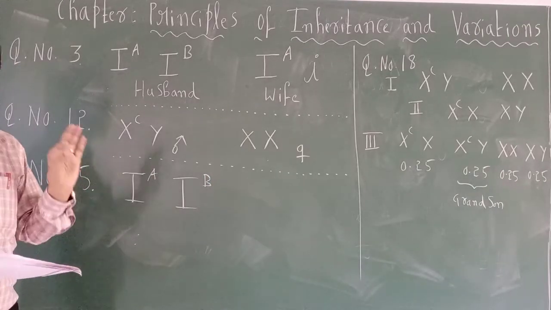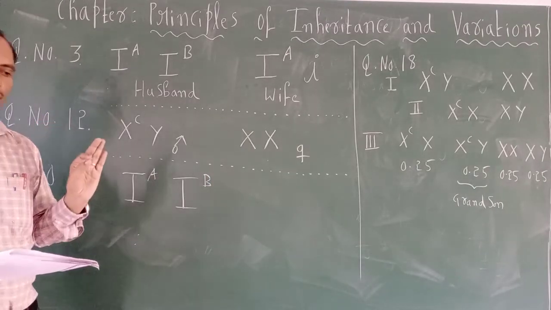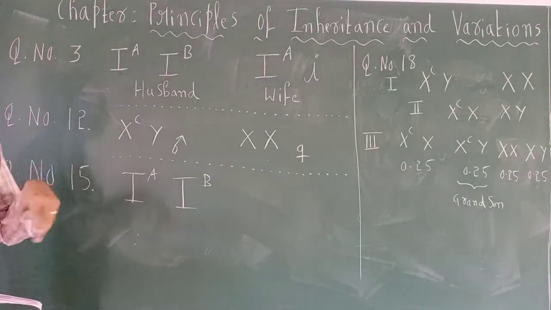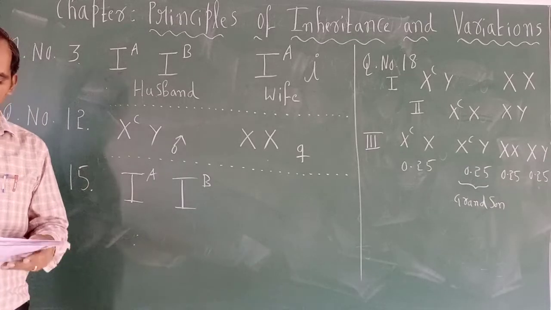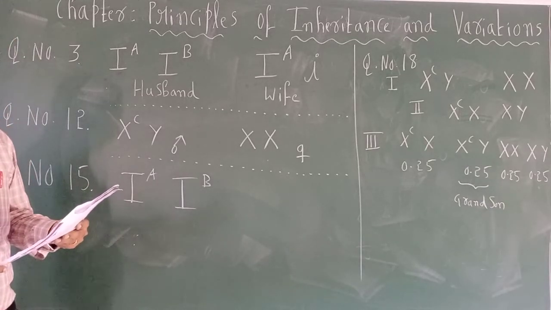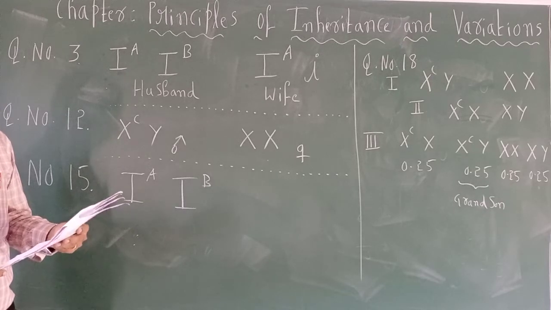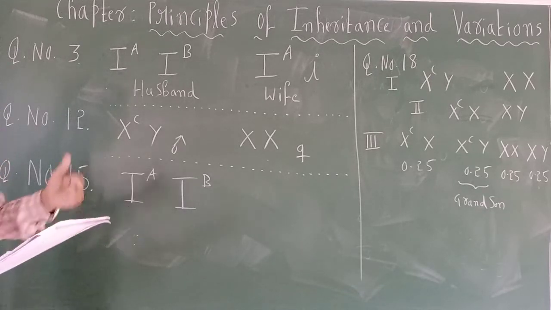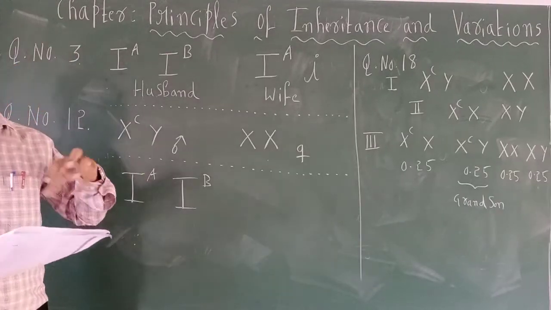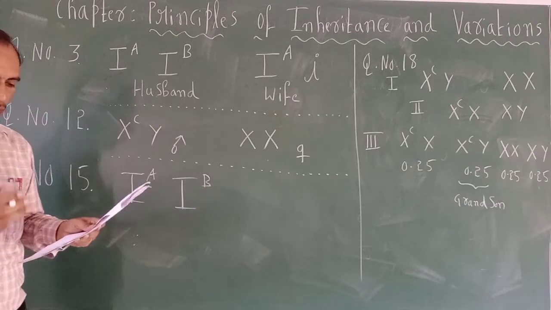So it is not that a true breeding plant should be homozygous for a dominant character. It can be homozygous for a recessive character also. So the correct option is homozygous and produces offspring of its own kind. Okay. The true breeding plant can be homozygous dominant, or it can be homozygous recessive. Okay, let's move to the next question.